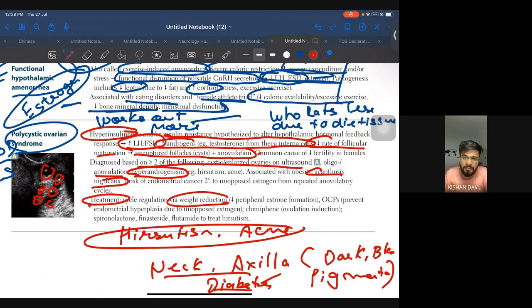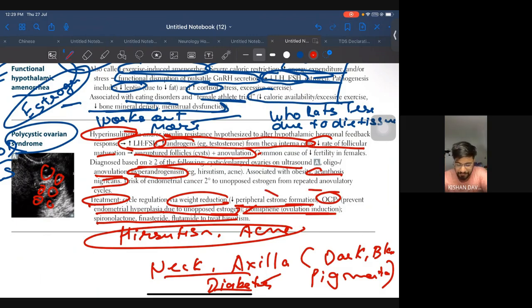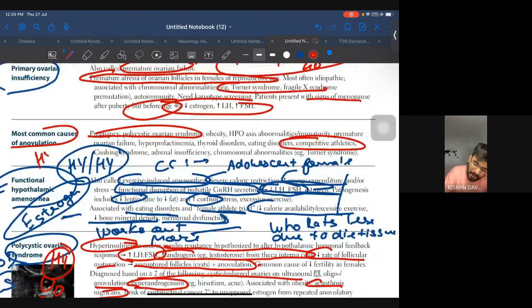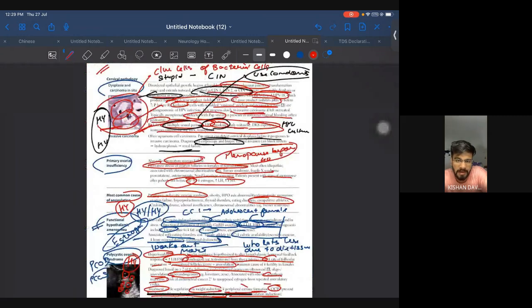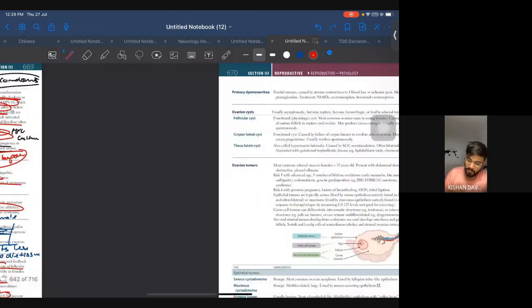First one, there will be weight reduction. Peripheral estrogen formation will decrease. Second, OCP, to prevent endometrial hyperplasia due to unopposed estrogen. Clomiphene for ovulation induction, spironolactone, all this. We will discuss these drugs later also, but here remember one line for each. PCOD, they ask, is high yield. Functional hypothalamic amenorrhea, high yield. And CIN, high yield. So this page becomes very high yield again. Okay, let's just move ahead.